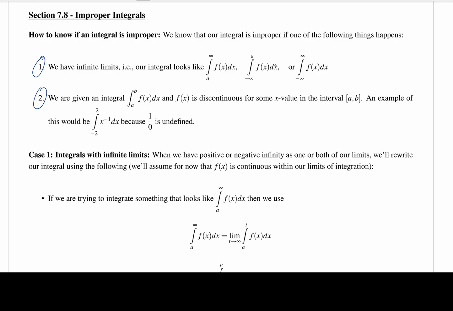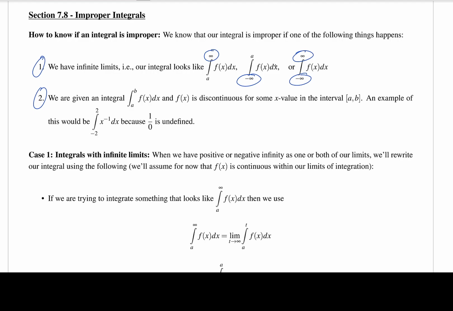What I mean by that, so when I say infinite limits, I mean that either we have infinity as our top limit, negative infinity as our bottom limit, or we could even have both of them. And so we'll look at what do we do in each of these three cases? How do we handle this?